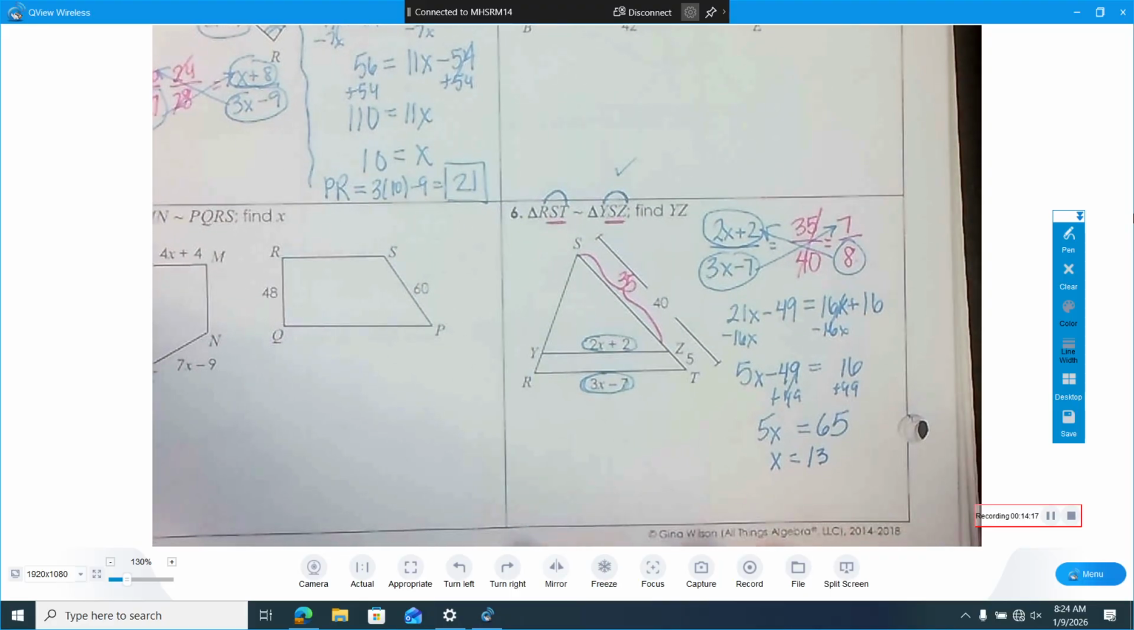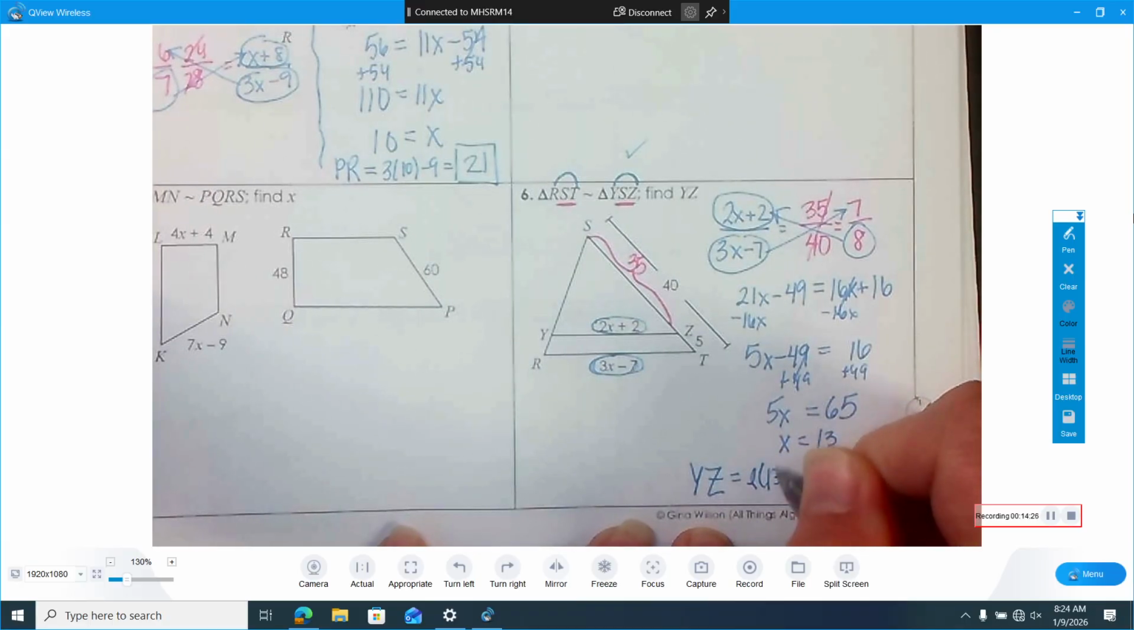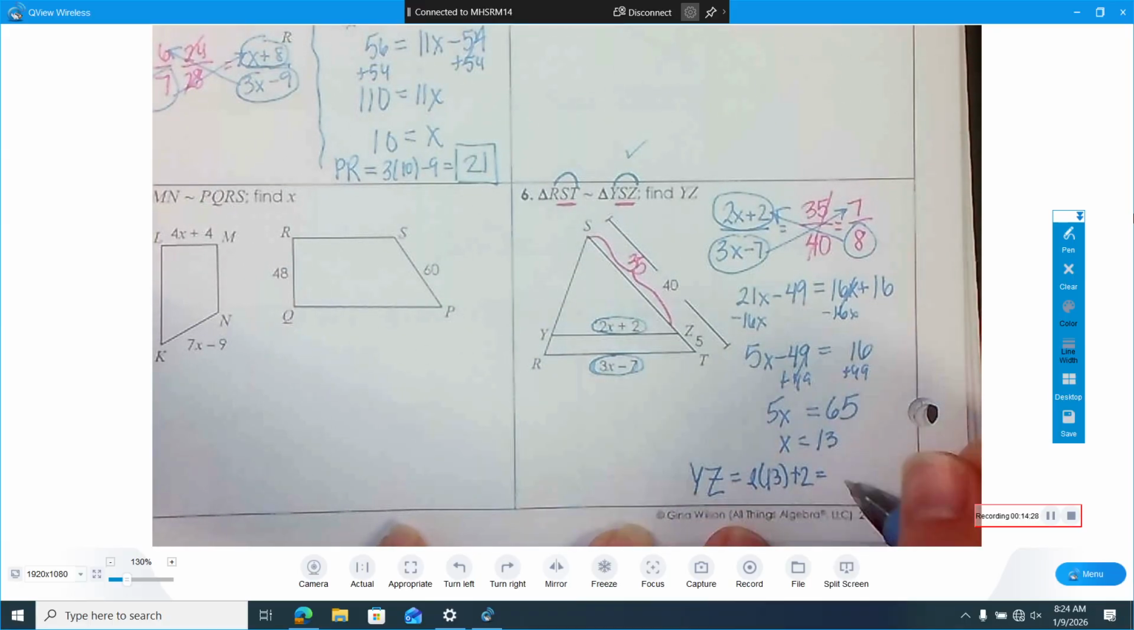Are we done? No. YZ is right there, so I need to do 2 times 13. 2 times 13 plus 2, 28.